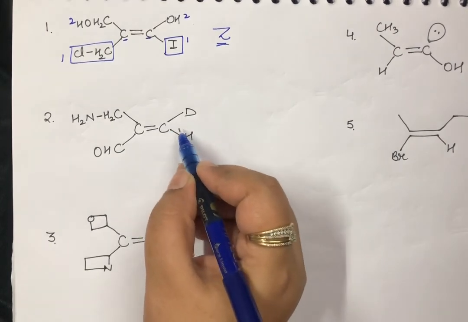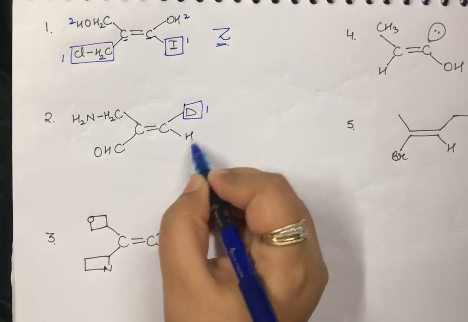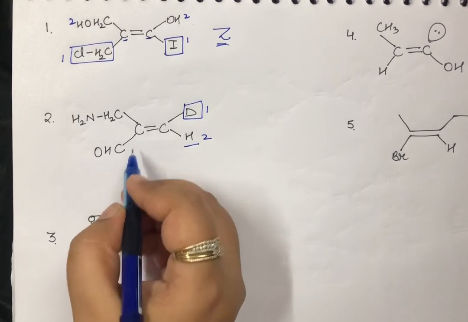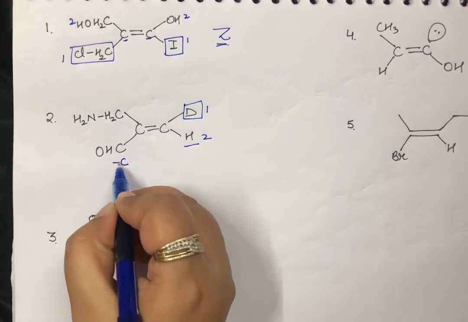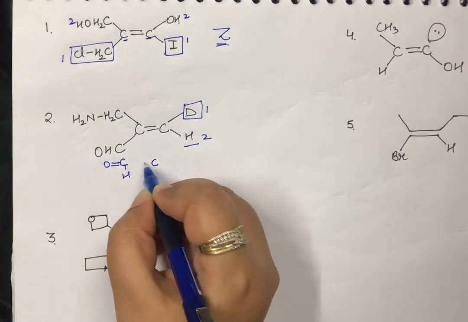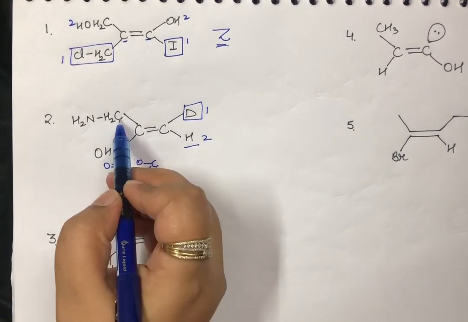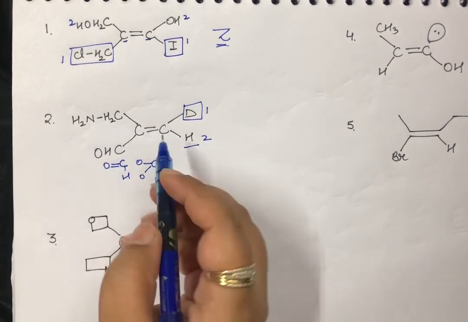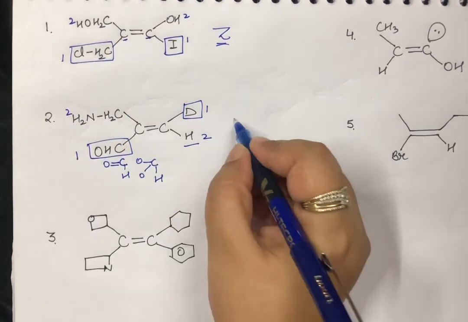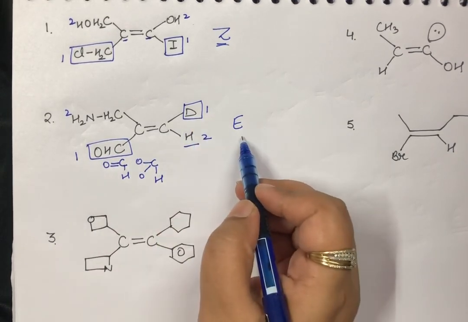Next question, one is deuterium and the other is protium. So I already told you that the heavier isotope is given the priority. So this is of more priority 1 and this is of less priority. This is 2. Now when I talk about this compound, this is attached to a carbon which is doubly bonded to oxygen and hydrogen. So I can say that this carbon has 2 oxygens and 1 hydrogen. And here this carbon has 2 hydrogens and 1 nitrogen. So definitely this group is of more priority and this is of less priority. So here the configuration, since the same priority groups are on the opposite side, I call it as E.